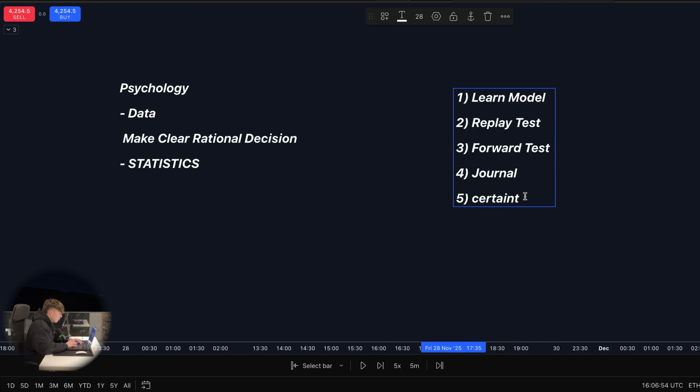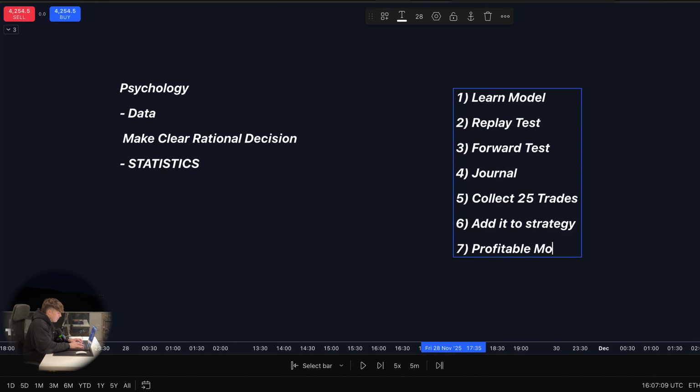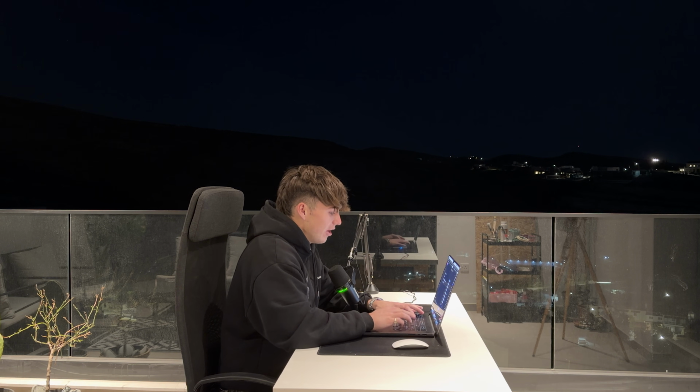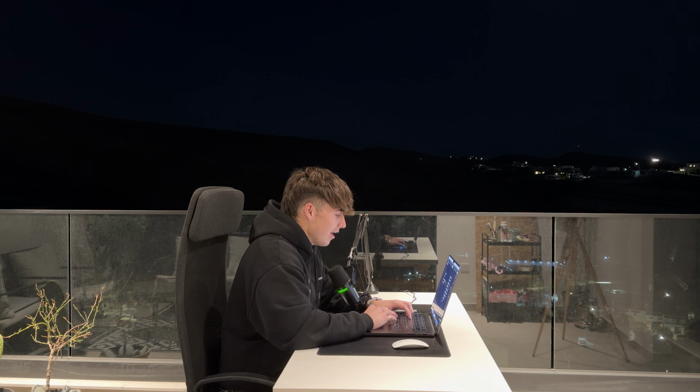But moving on, once you've journaled it and you've collected at least 25 trades in the live market on this model, then we can go ahead and add it to your repertoire. So add it to your strategy, and trade that forward. And now, not only do you have a profitable model, but you have a profitable mindset because you know the data is proven. Risk 1%, and go ahead and trade this, and I promise you, with the risk to reward that it's having, you are going to pass your prop firm account and get a payout in the next month.